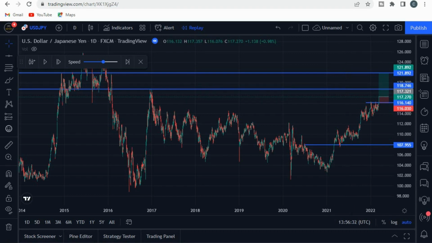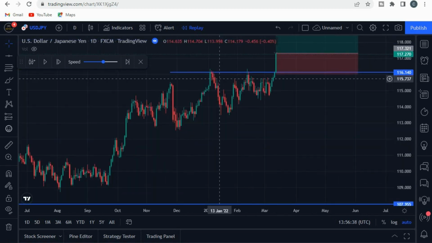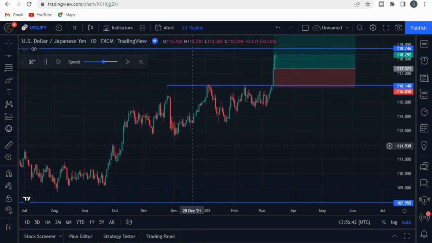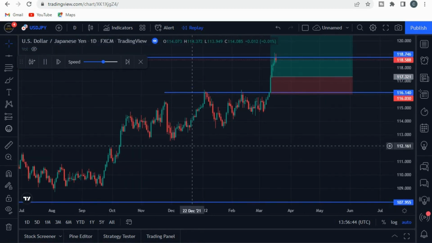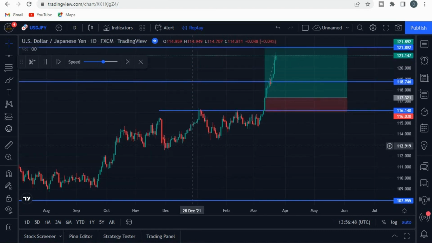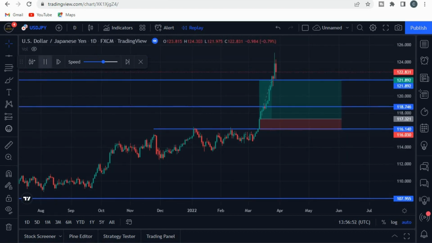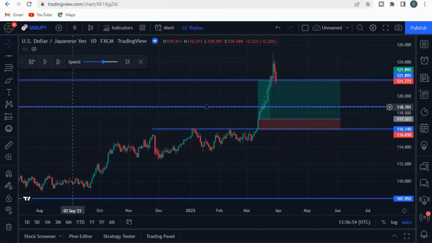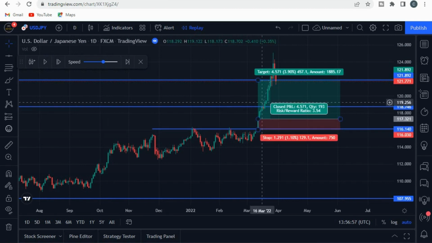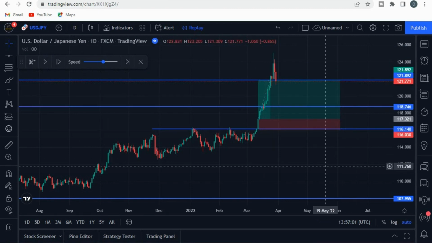Let us see what the market has done in this area so that we can understand what we are talking about. Let us see what the trade did. Okay, moving, boom, first take profit hit, and you immediately put your stop loss there, and the second take profit was hit. That was a very easy and simple trade. This is a 1 to 3 risk to reward ratio trade.